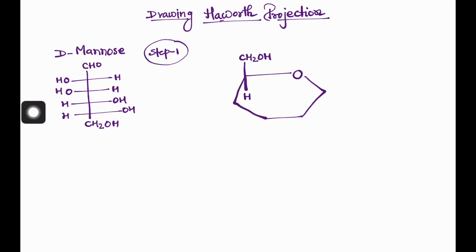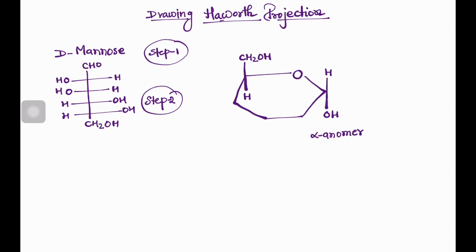Now step number 2. We have to place the anomeric carbon. This is the anomeric carbon, on the first carbon clockwise from the oxygen atom. Suppose we have alpha and beta anomers, two types. If it is the alpha anomer, then OH is drawn at the bottom and H is drawn up. So this is the alpha anomer of that.